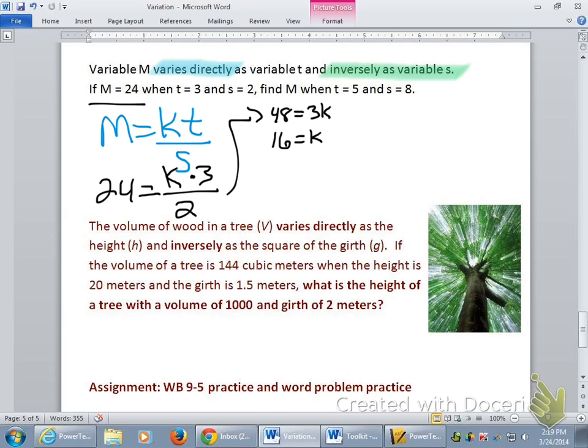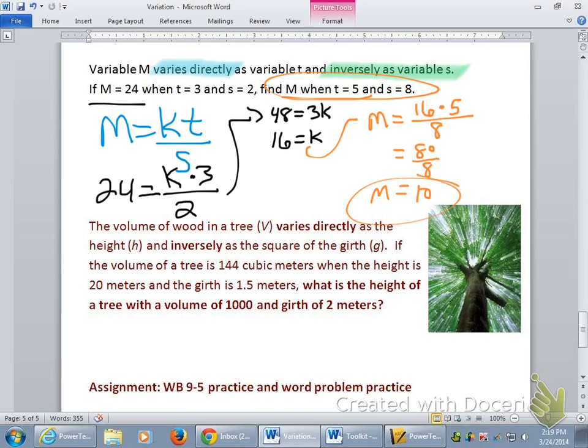Now you know what K is. Use K to help you find the other situation. So now I know that M is going to be 16 times T, divided by S, which is 16 times 5 over 8. And once again, order of operations, 16 times 5 is 80 over 8. M has to be 10.